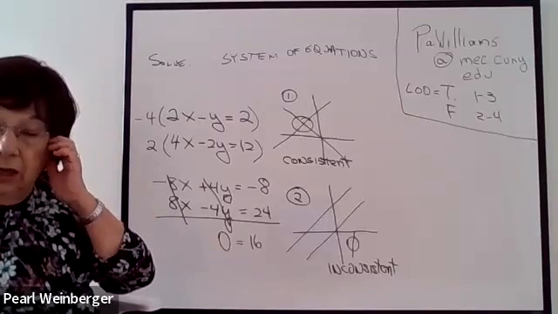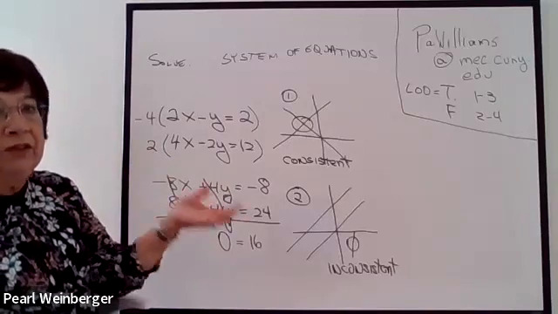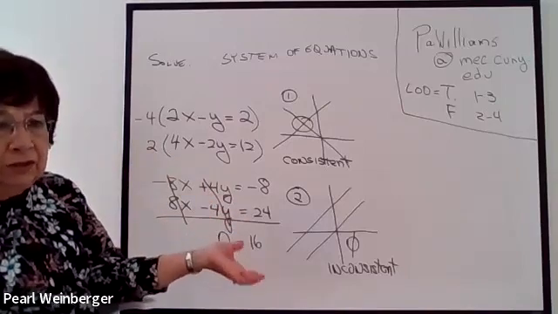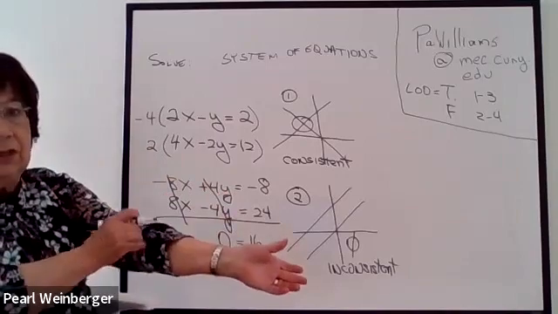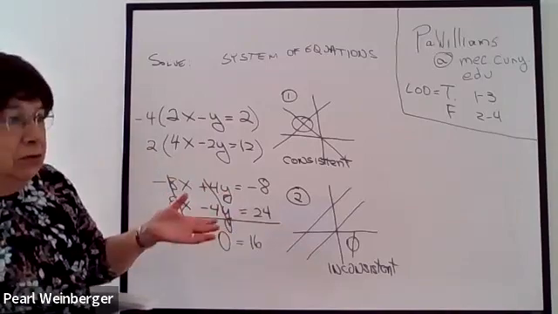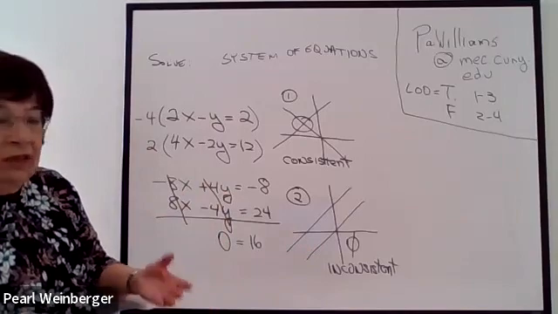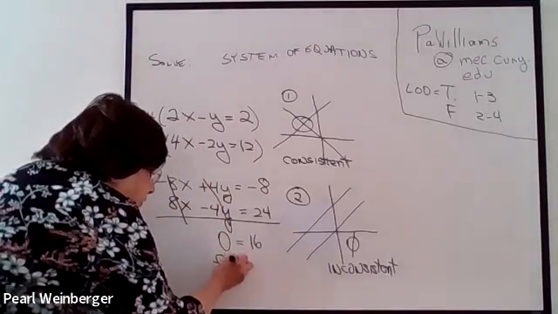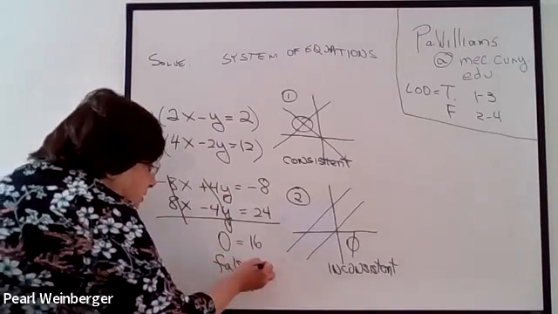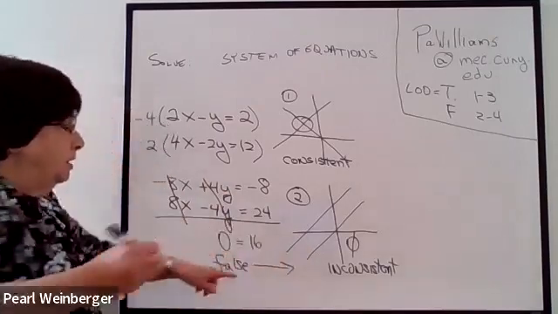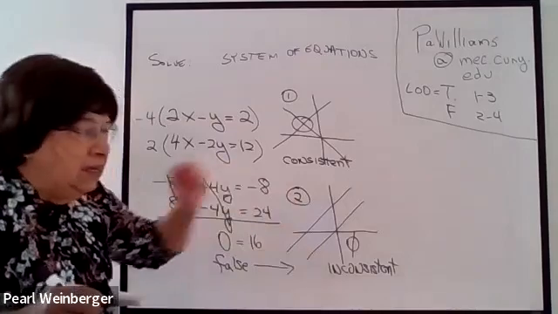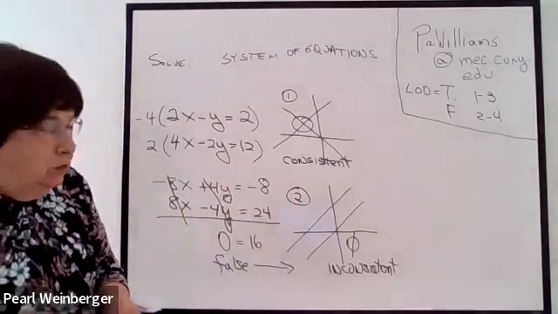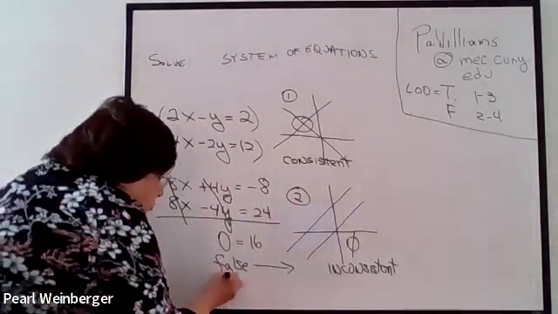Is that a true statement or a false statement? Well, obviously it's false. 0 doesn't equal 16. 0 equals 0. 16 equals 16. These are just numbers. They don't have any x's. They can't be equal. This is false. If you get a false answer, it must mean that what you have is an inconsistent system of equations. There's no solution.